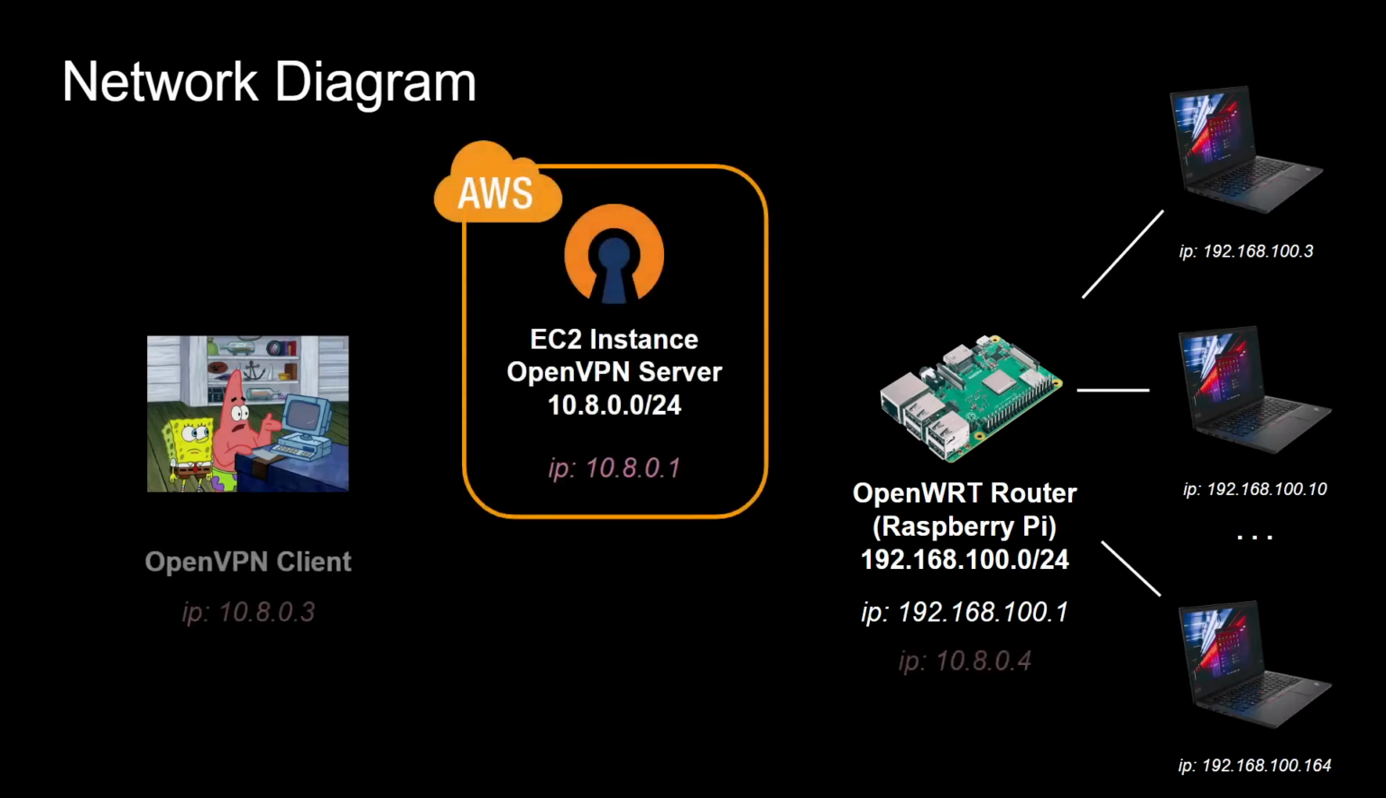By creating an OpenVPN server in Amazon's EC2, we can have the router be accessible through a VPN. With some adjustments to the router's firewall settings, we will be able to allow devices on the OpenWRT network to communicate with devices on the OpenVPN network.